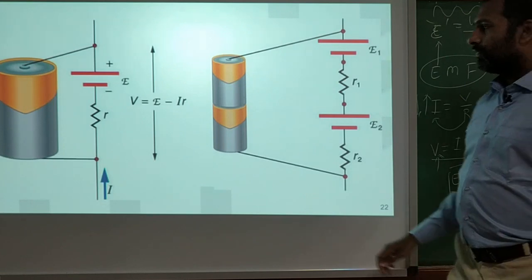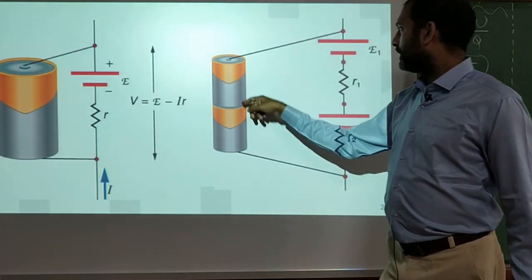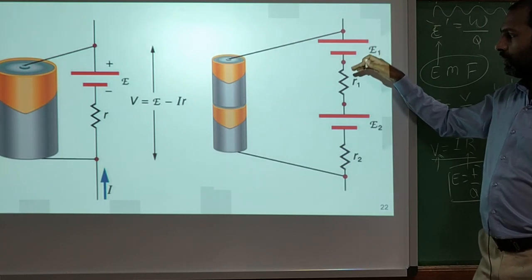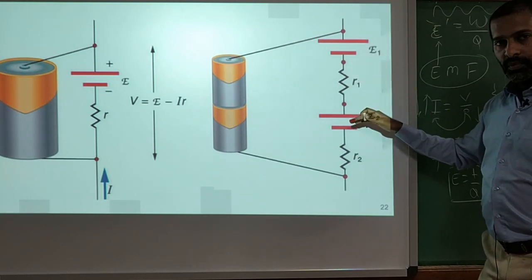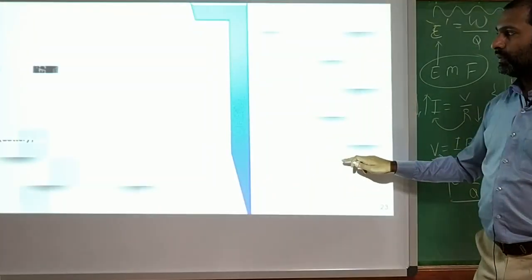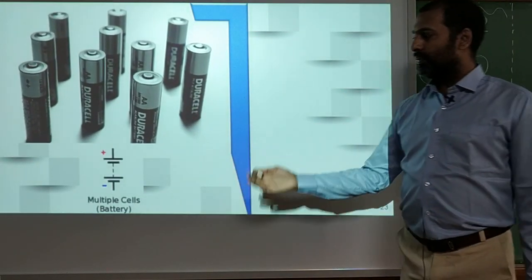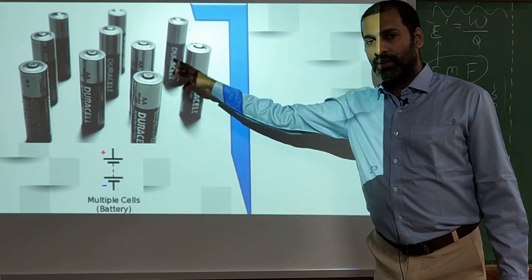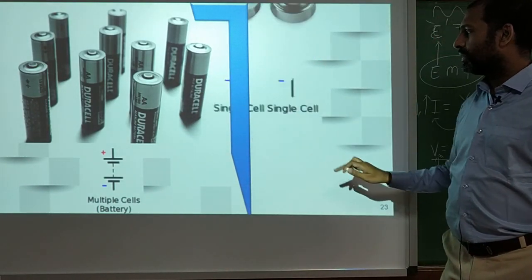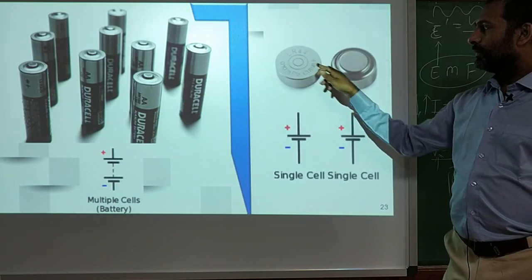And similarly, if we have two cells, multiple cells, there will be one electromotive force for one cell, and one more electromotive force for the second cell. From this we can get the expression. Now what are these multiple cells? If this is a cell, there are multiple cells. They are connected cell to cell.